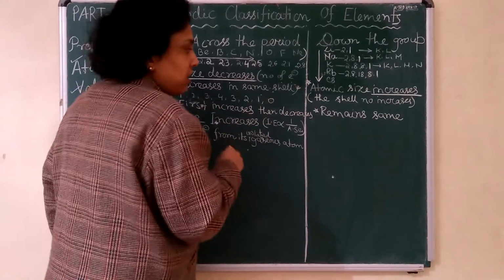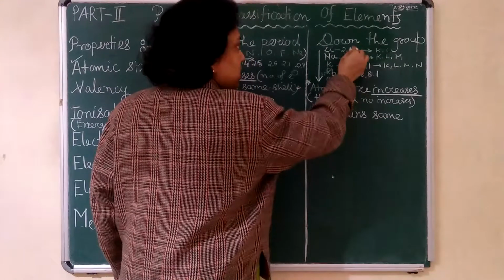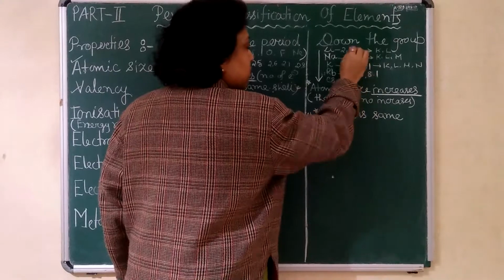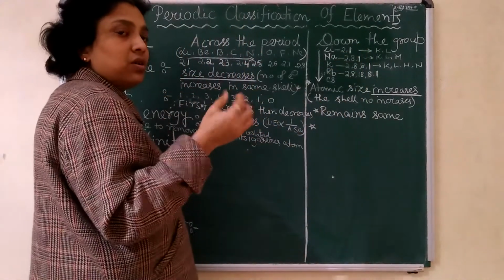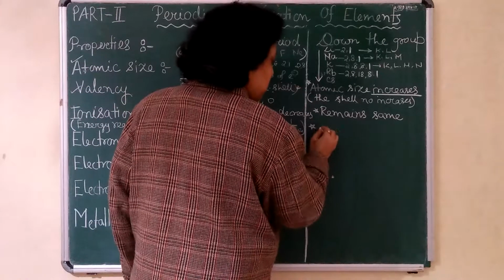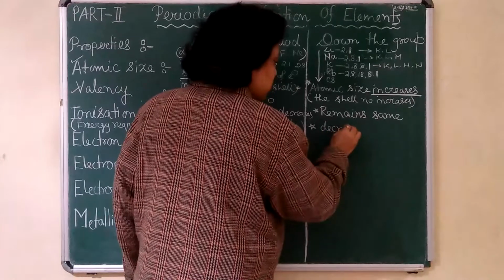Okay. Similarly, down the group, the shell number increases. The last shell electron is loosely bound, so you can remove that electron easily. So what will happen? Here ionization energy decreases.